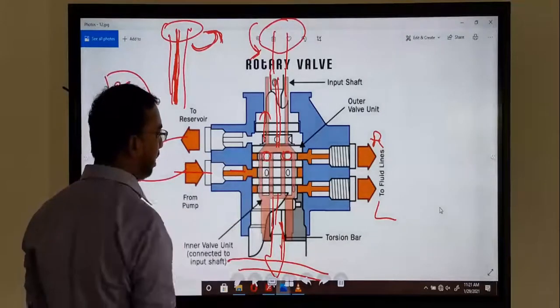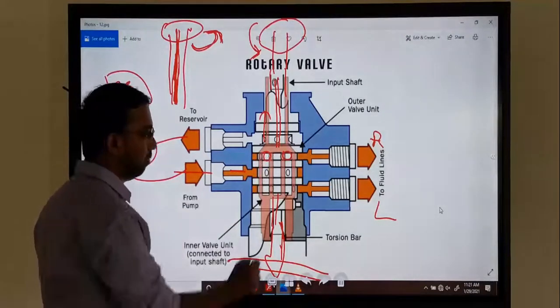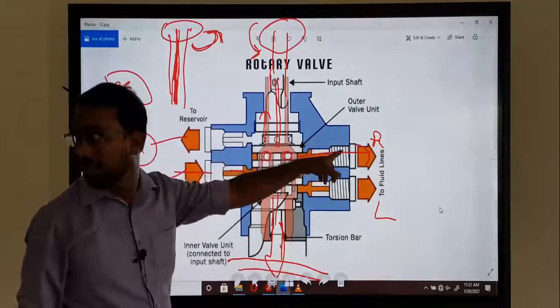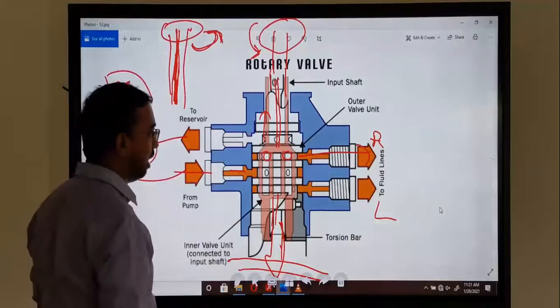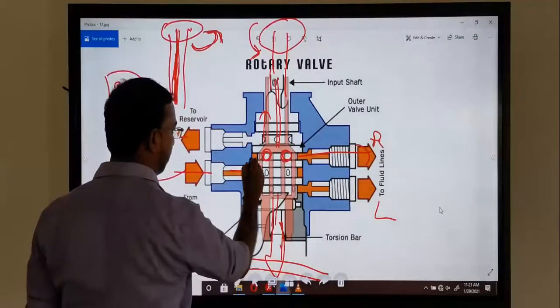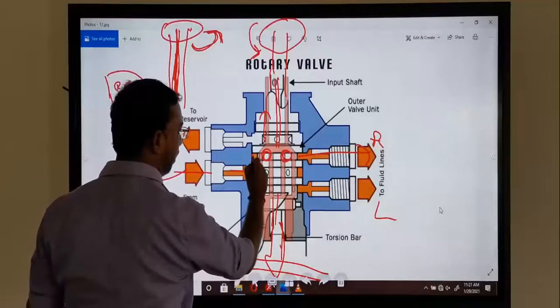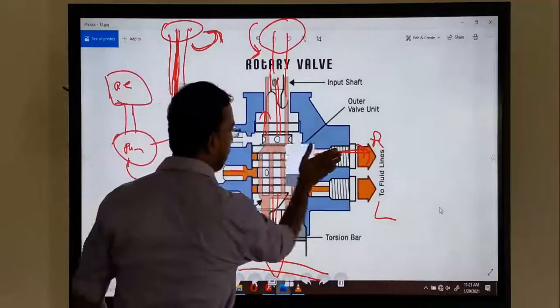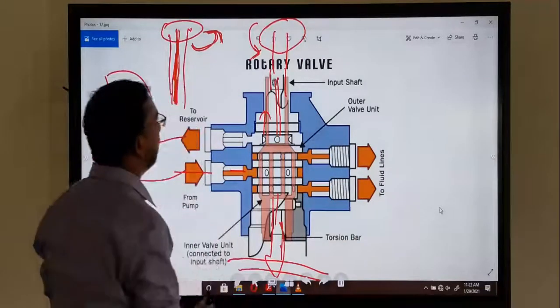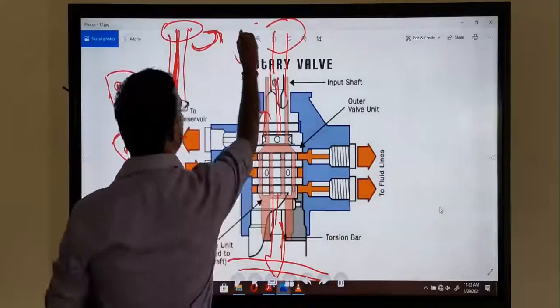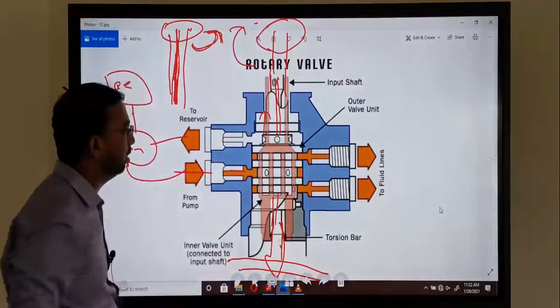What will happen? At that time this right fluid line is open. When it comes to this same level, the stored fluid moves through this line, so the steering is rotated to the other side, in this direction. What happens?